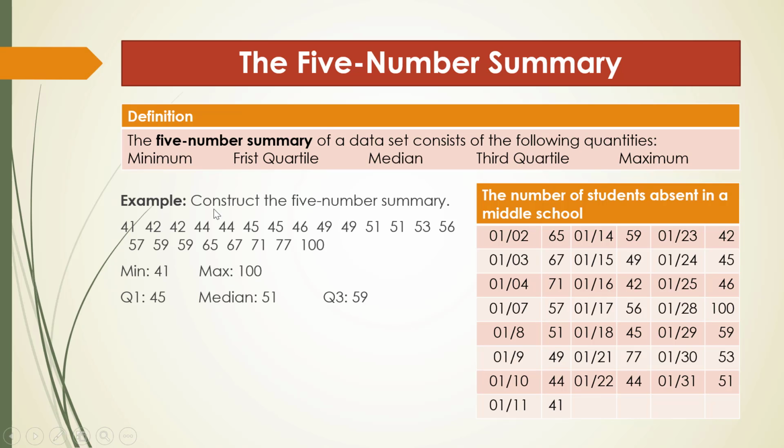In this five number summary slide, I don't show you in detail how to find the first quartile, median, and third quartile because I have already shown you on the previous slide. So the five number summary for this dataset is 41, 45, 51, 59, and 100.